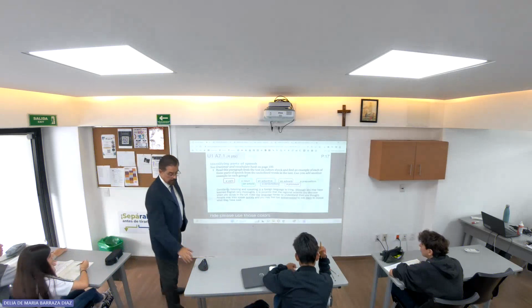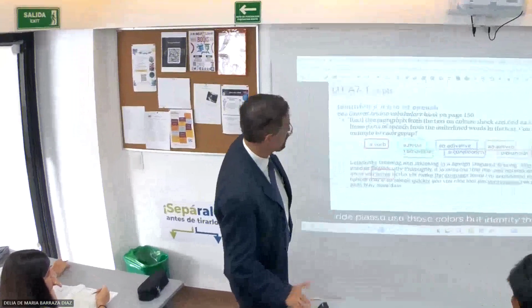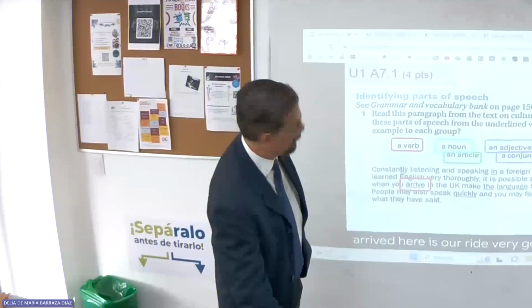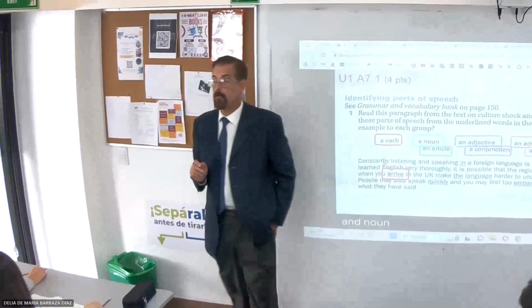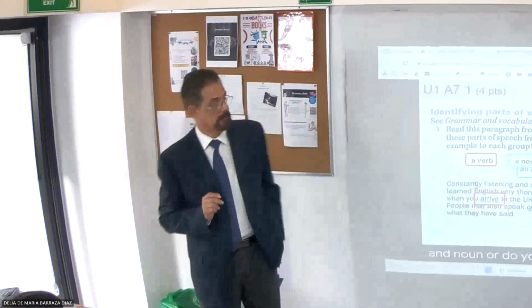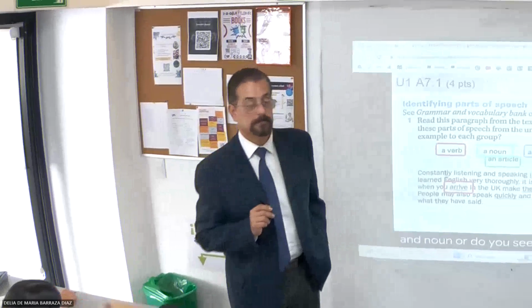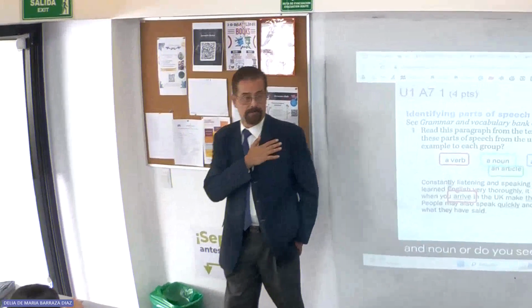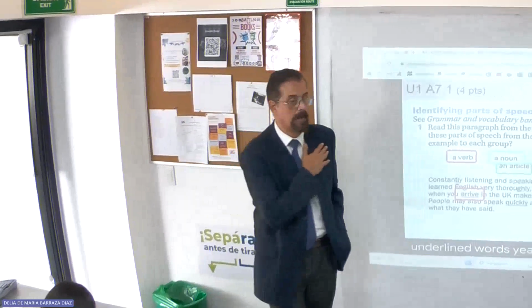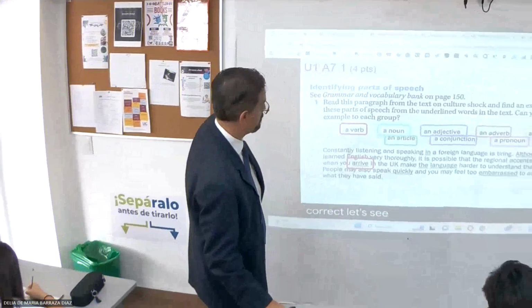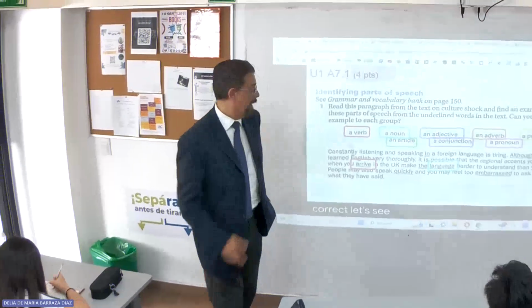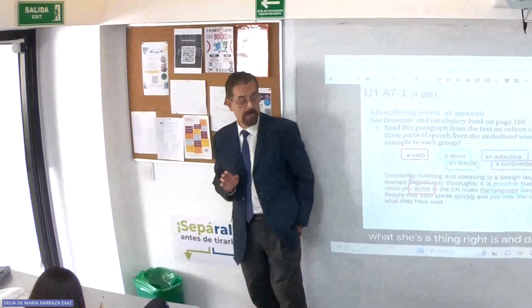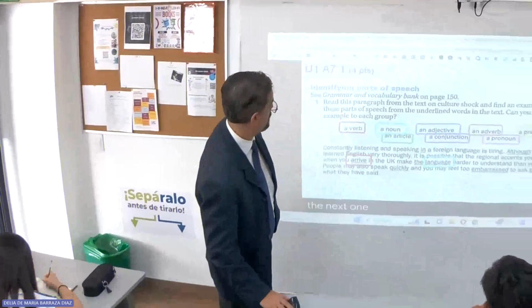Let's use those colors to identify them. So arrive. Here it is. Very good. Okay, the next one, a noun. Where do you see a noun? But from the underlined words. Yeah, it could also be UK. That's correct. Well, language, but it's not the only one. The language is a thing, right? It's a noun.